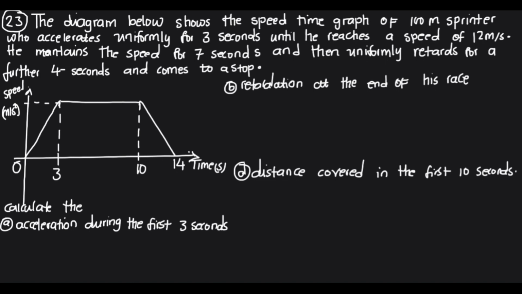We are told that the y-axis represents the speed, and the x-axis represents the time that has elapsed. Now let's look at the first question. The first question is we want to calculate the acceleration during the first 3 seconds. So it's the acceleration for this line, and the acceleration for this line is positive.